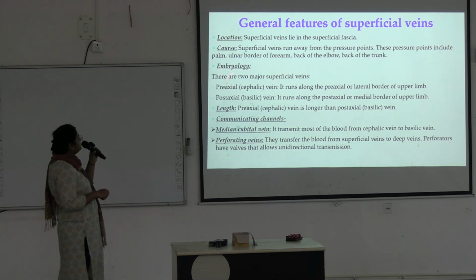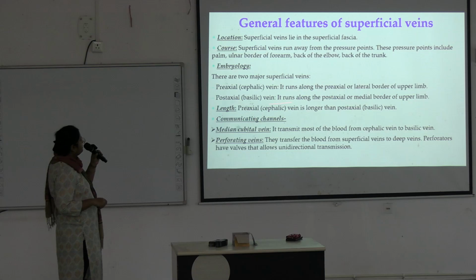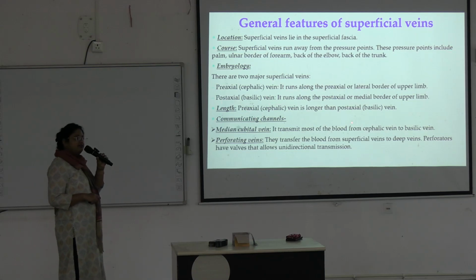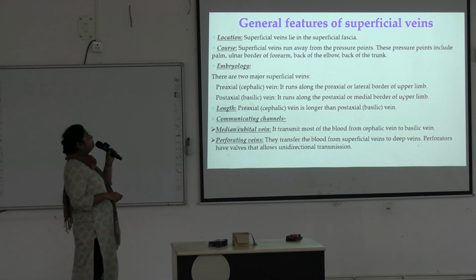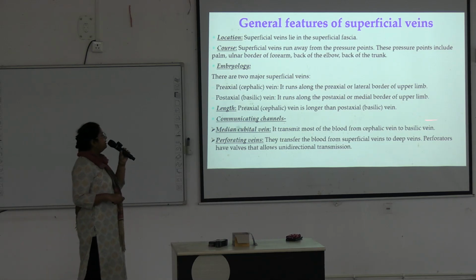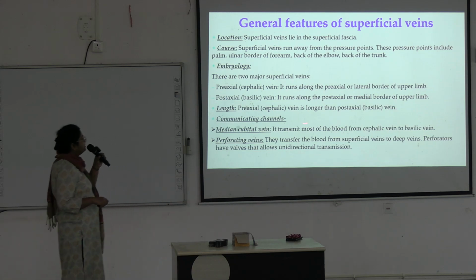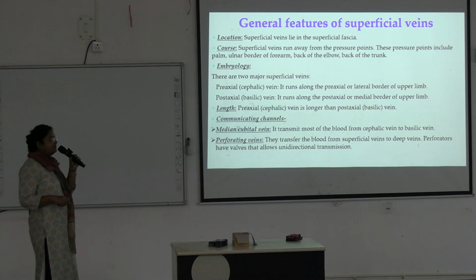Preaxial term is related to embryology, so that's why you have to remember. And postaxial vein is the basilic vein and it runs along the postaxial or medial border of the upper limb. And in length, preaxial or cephalic vein is longer than the postaxial or basilic vein.